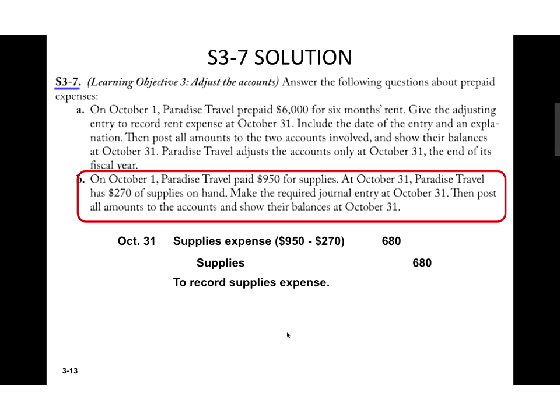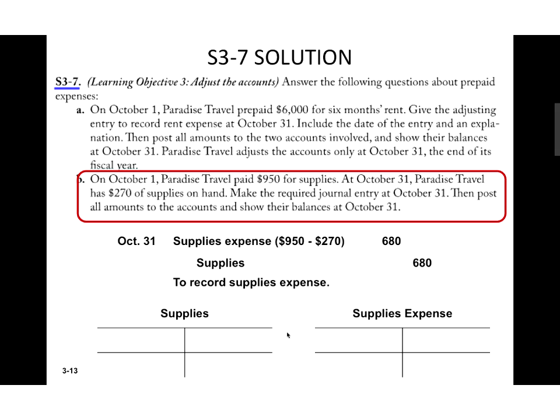So sometimes you just have to read the facts that are given to you, and think, well, how would I know what my supplies used are? Either they give it to you or you have to do some kind of computation like this. And then it says make the required entry, which we did, then post to the accounts and show their balances. So again, we have two accounts here. We have supplies and supplies expense. Supplies, the word supplies all by itself, is an asset. Supplies expense is an expense.